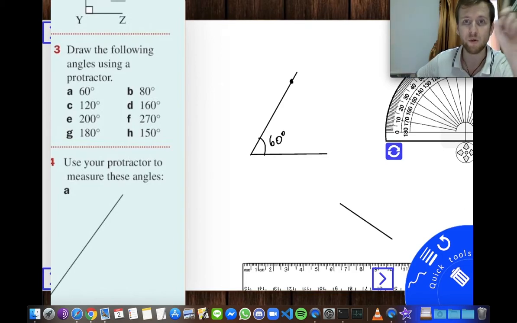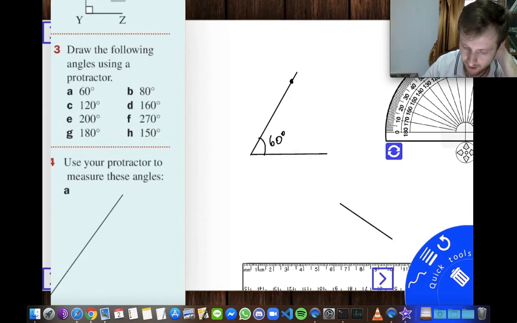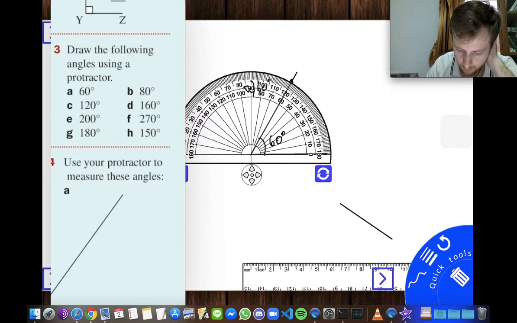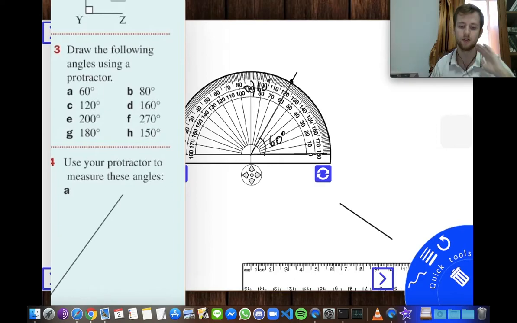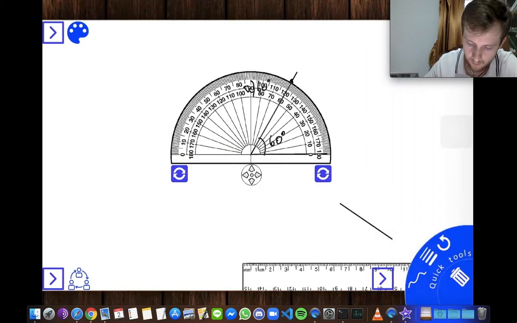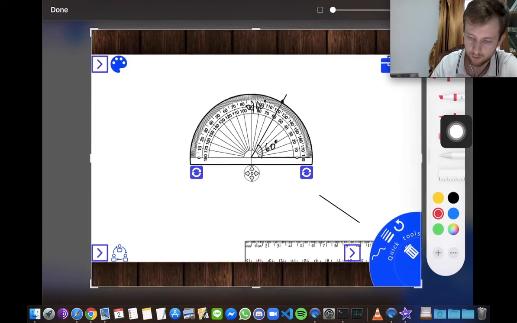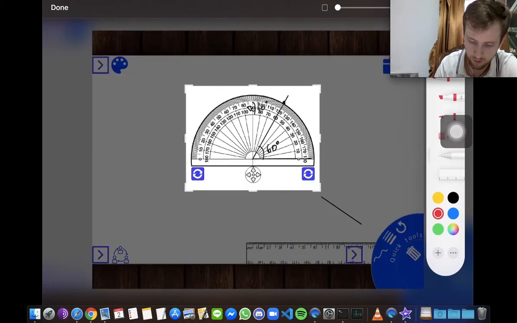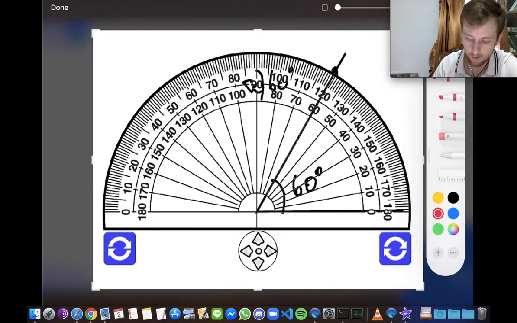Oh, okay, let's do one more. So this is A, 60 degrees. I think I'm gonna write it in the notes. Yeah, like this. I think I can just make a screenshot and I will put it in the notes. So this is how we draw a 60 degrees angle.